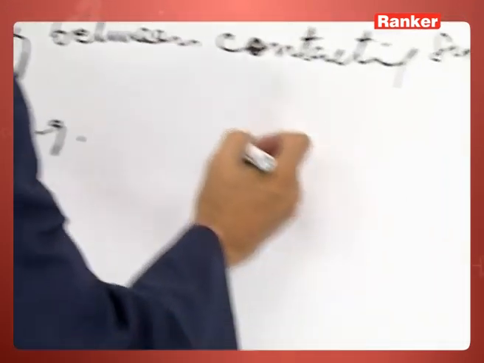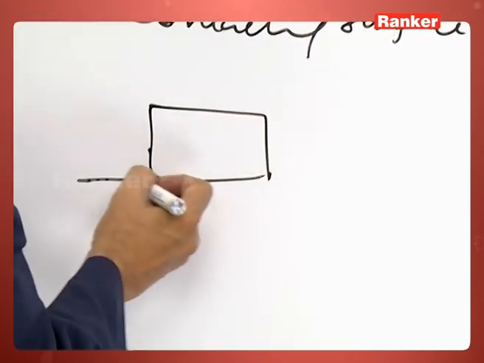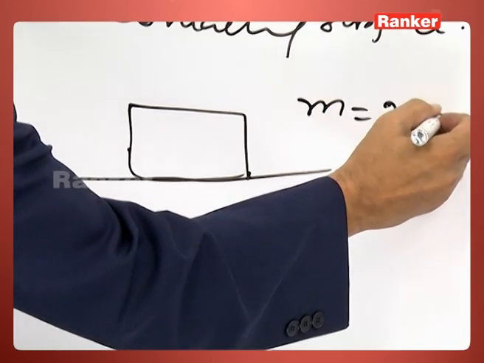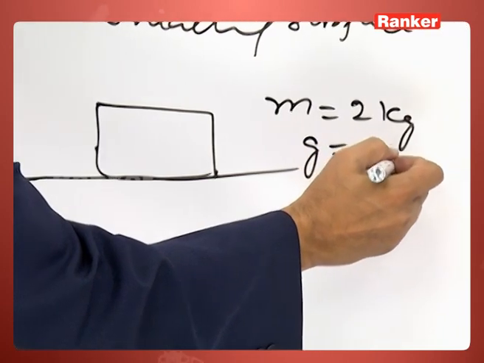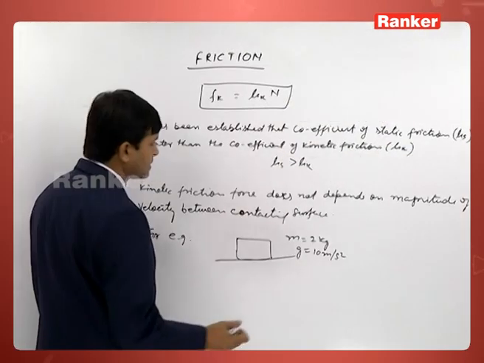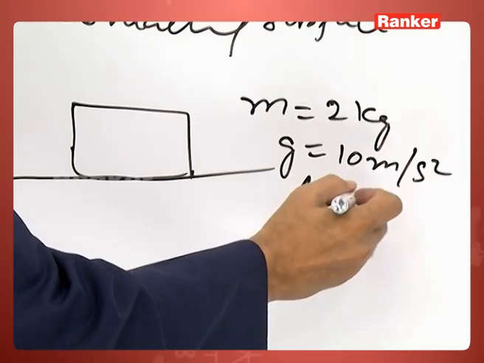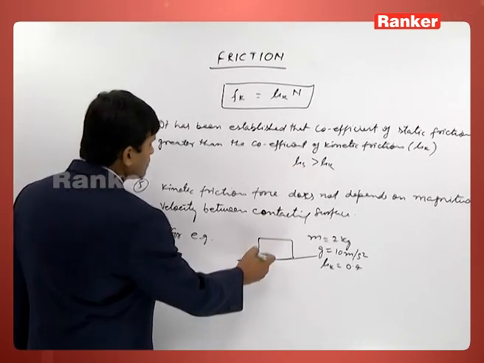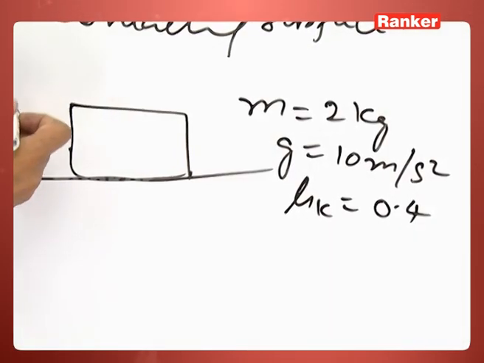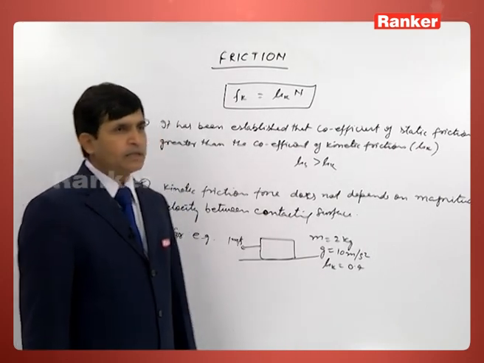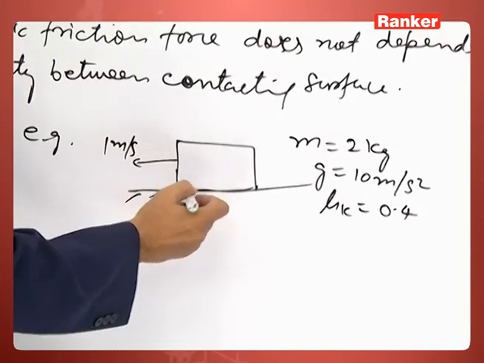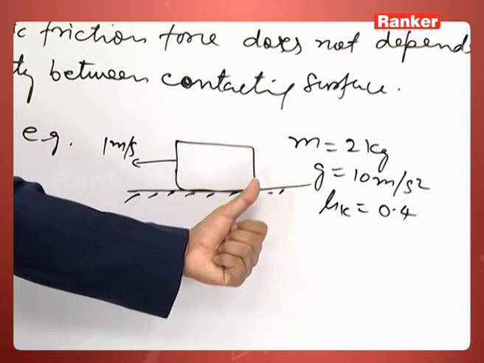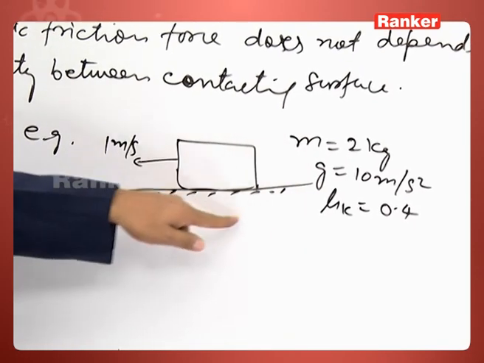So for example, let the mass of the body be 2 kg, g is given as 10 meters per second squared, and mu k is equal to 0.4, and the body is moving in this side with a speed of 1 meter per second. Then what is the friction force? First thing is that since the body is moving, there is a relative motion between the surface of the body and the ground.